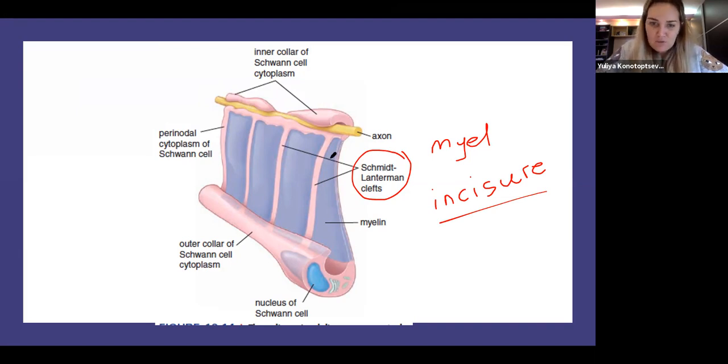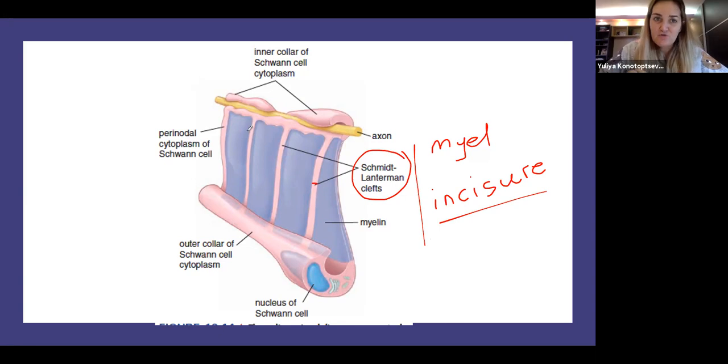So what they have done in this picture, you can see that they have unwrapped the Schwann cell, right? This is the axon, and they have fully stretched it out. This picture is trying to tell you that the myelin sheath is not uniformly distributed. There are some gaps where you have less of the lipids than in the rest of the myelin sheath. Those defects in the myelin sheath have a name. They're called myelin incisures or Schmidt-Lantermann clefts. So these are areas that possess less lipids than the rest of the myelin sheath.